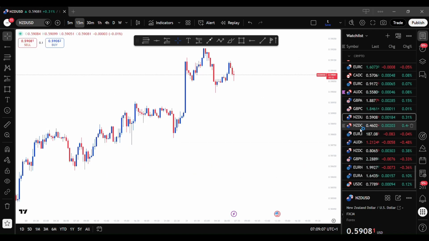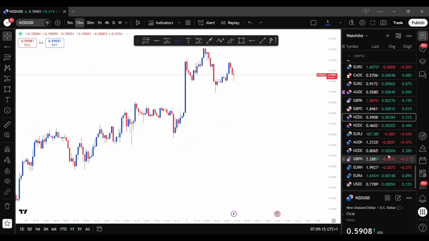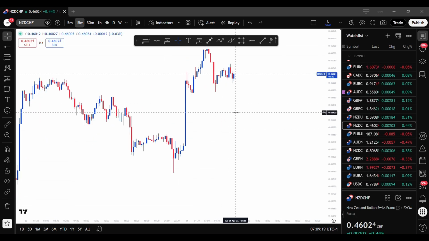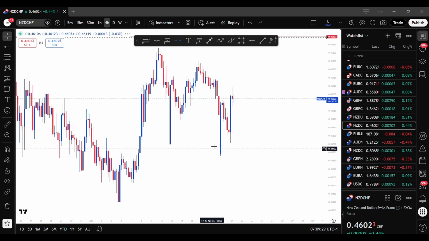NZD USD, kind of giving a sell from this point, but it's not a clear one yet, so just keep waiting and see if it's going to give more pump. On NZD CHF, sorry, I see more like a buy is going to happen. Let's see on the daily time frame. If it pushed down a bit, we're going to have a buy on this pair.